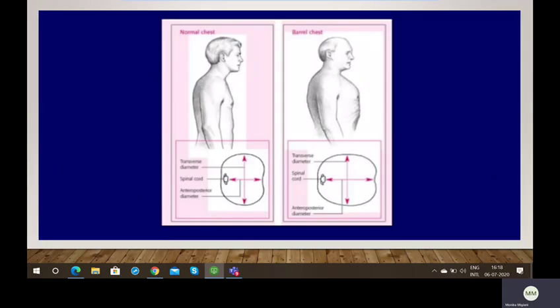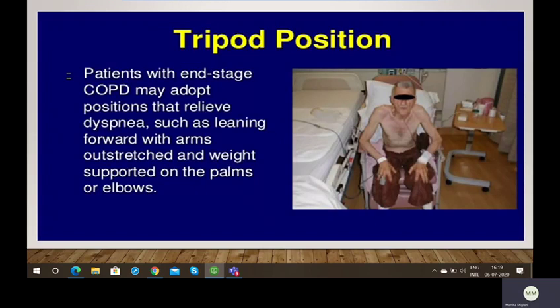Now in the picture you can see a normal chest and a barrel shaped chest. Anterior-posterior as well as transverse diameter is changed in the barrel shaped chest. Now coming to the tripod position. In the picture you can see the patient adopts a position that relieves dyspnea, such as leaning forward with arms outstretched and weight supported on the palms or elbows.